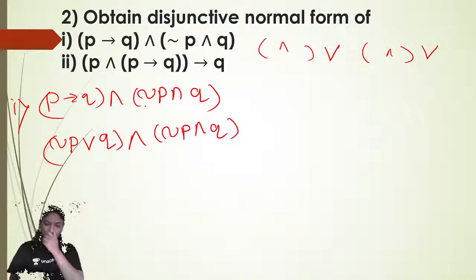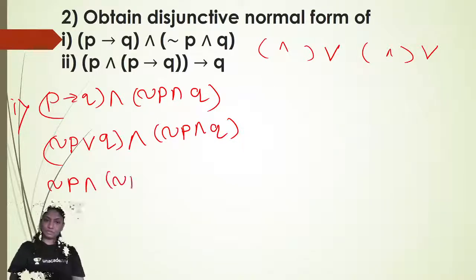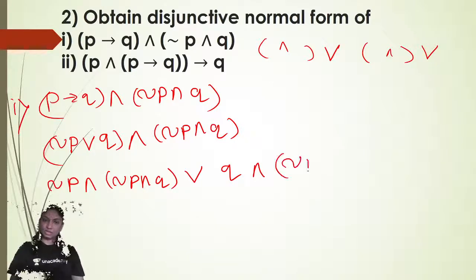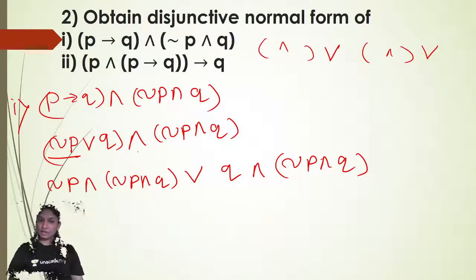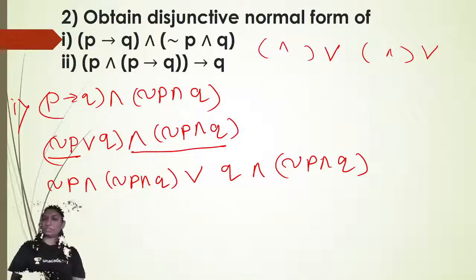So here again we will use the distributive law. Which distributive law we will use here? See, negation of P and negation of P and Q, or Q and negation of P and Q. Again using the distributive law, negation of P and negation of P and Q, or Q and negation of P and Q. So again we will use it here: negation of P and negation of P.